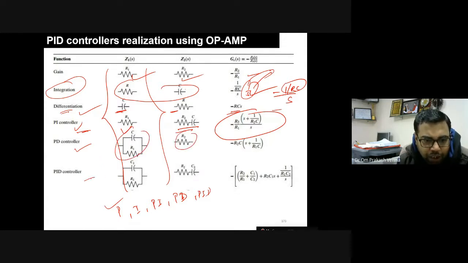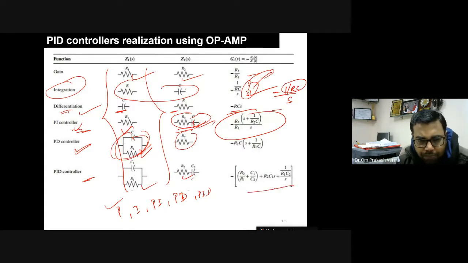And what is the PID controller? The combination of PI and PD controller. This is for the PI and this is for the PD. Just connect them, and you get the PID controller from the op-amp, right?